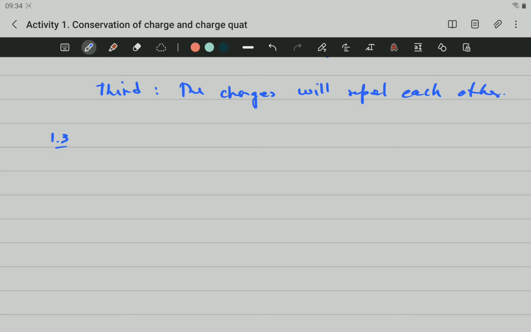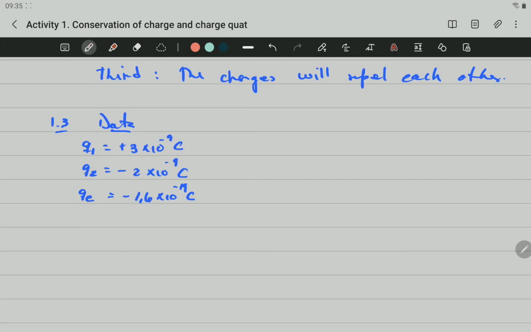Okay, so let's see what we have. Let's write first of all the data. We have the charge of Q1 and the charge of Q2 before they touch. So before touching, this is the charge. What happened?